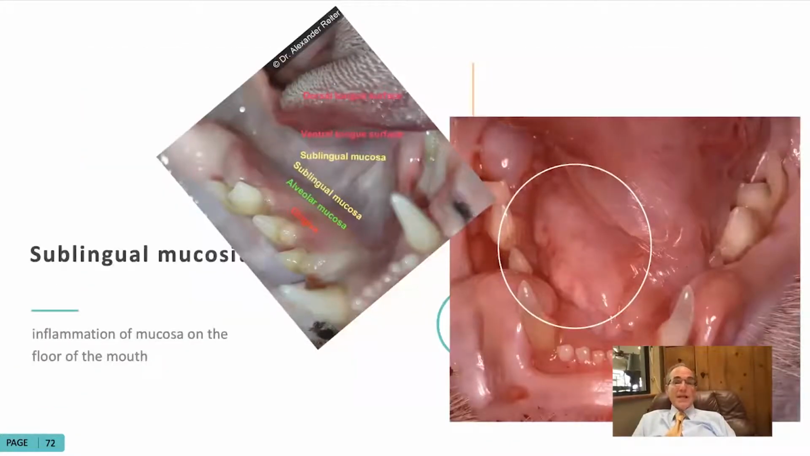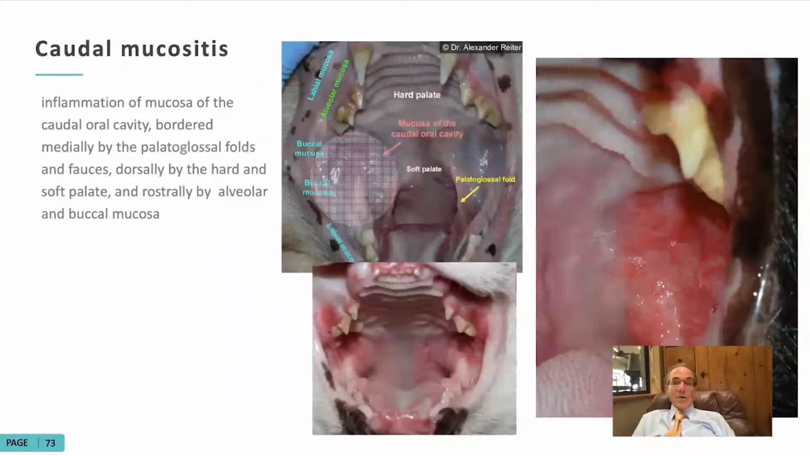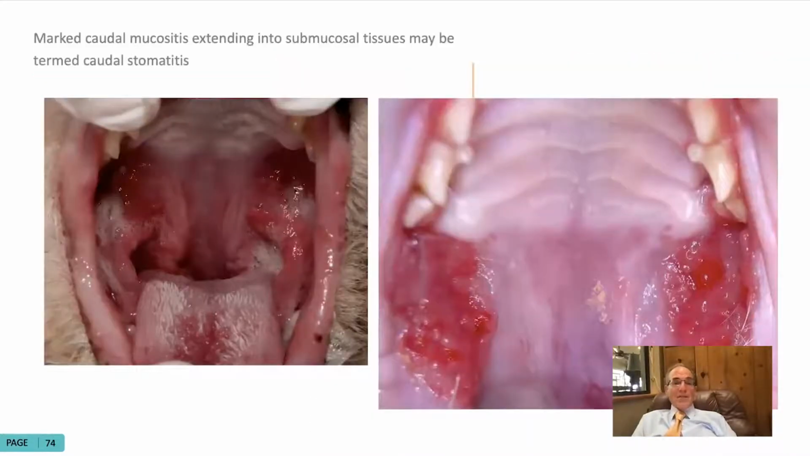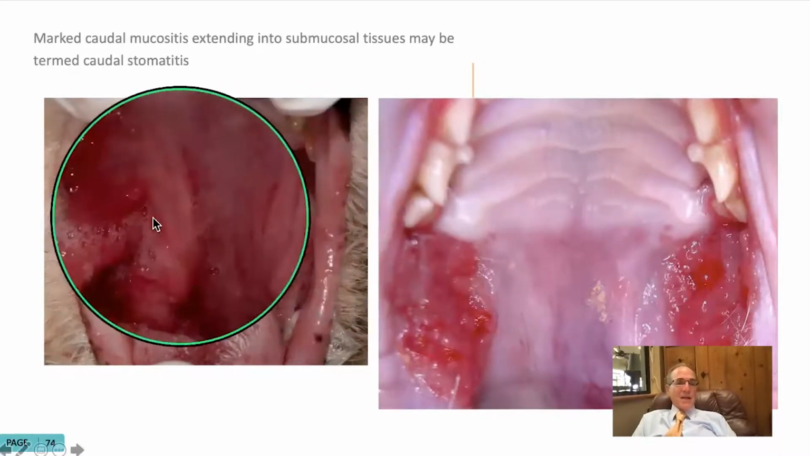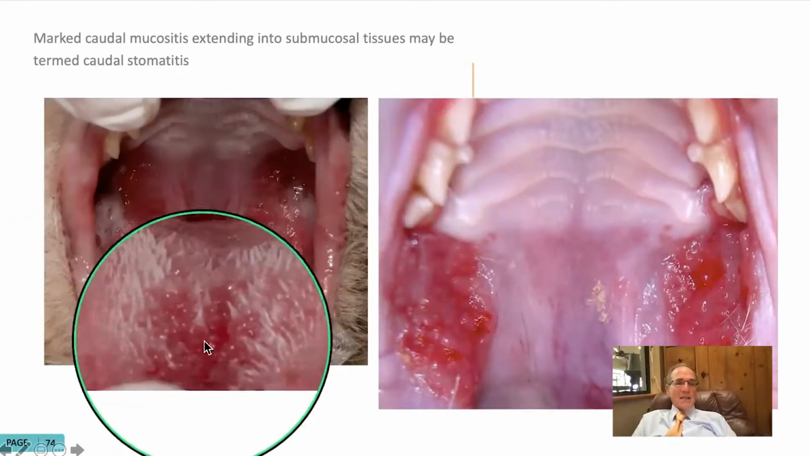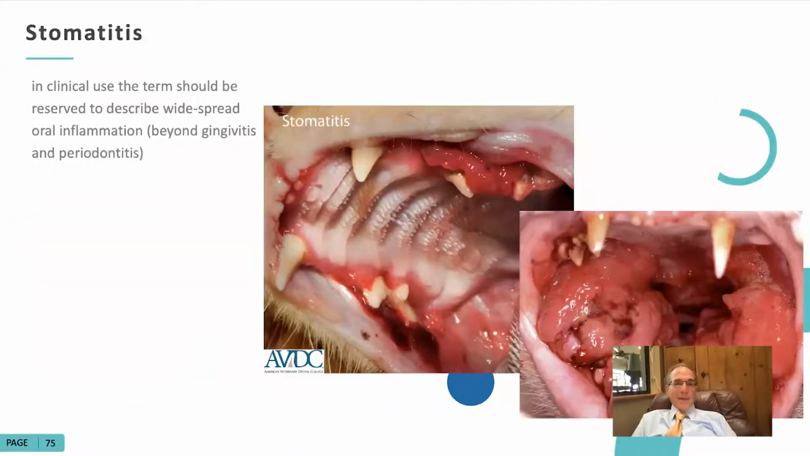Some lingual mucositis underneath the tongue. Caudal mucositis, we spoke about that. In severe cases, caudal mucositis, when it gets very inflamed, is called stomatitis. So this is really the only diagnosis of stomatitis. Everything else is mucositis and inflammation, but this cat not only has severe inflammation caudally, but also has glossitis. This is secondary to a multifactorial hyperimmune response to plaque.